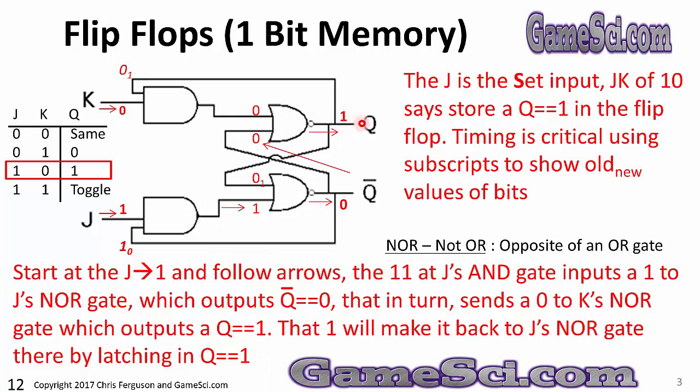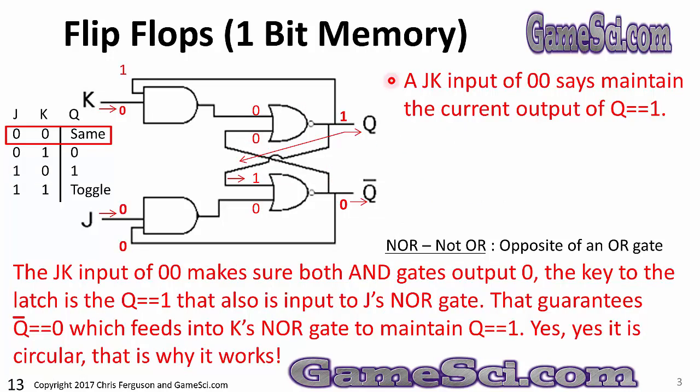Everyone see that? The 1 that gets output on Q is fed back into this NOR gate. That new value of 1 in this OR gate ensures that this outputs a 0, and when that 0 is there, it guarantees that 1 stays on the memory. A JK input of 0, 0 says maintain the current output of Q equal to 1. Currently, our flip-flop is storing a 1. If I put a 0 on the inputs of K and J, J is 0, K is 0, this line of the truth table says keep the same value of Q. Do not change Q. Maintain the value of 1 in this computer memory. The JK input of 0, 0 makes sure that both AND gates output a 0.